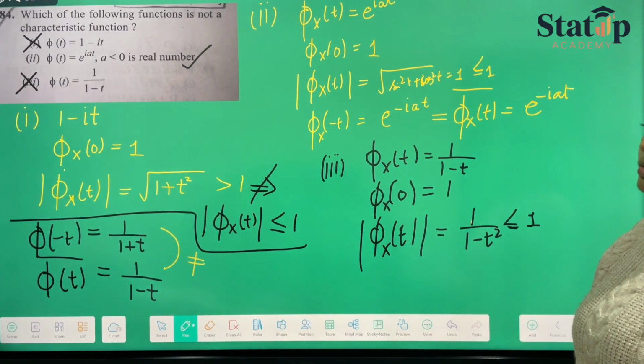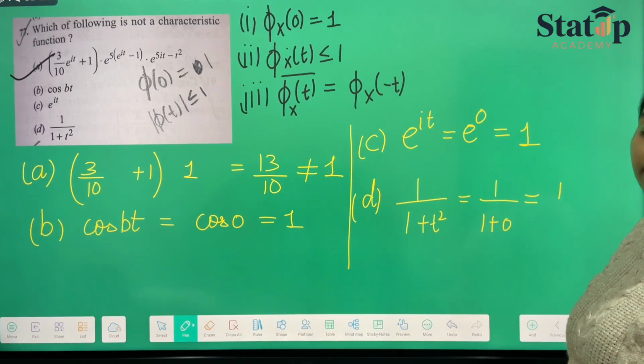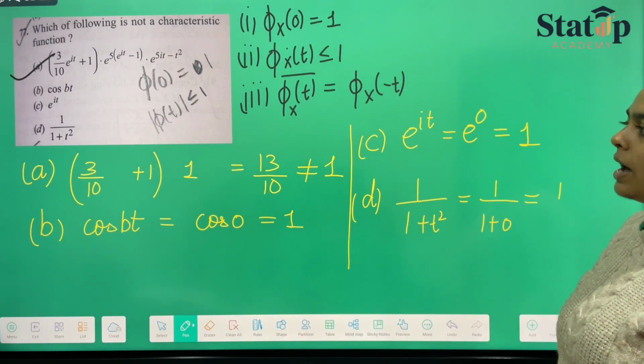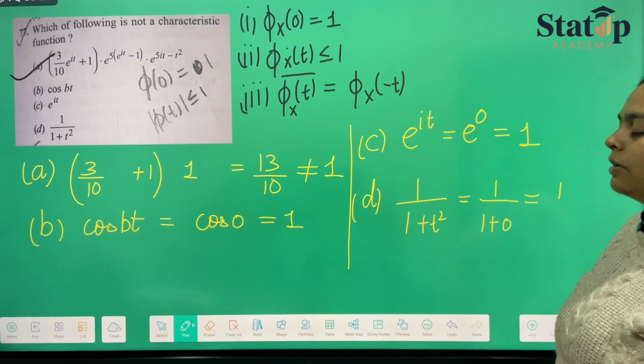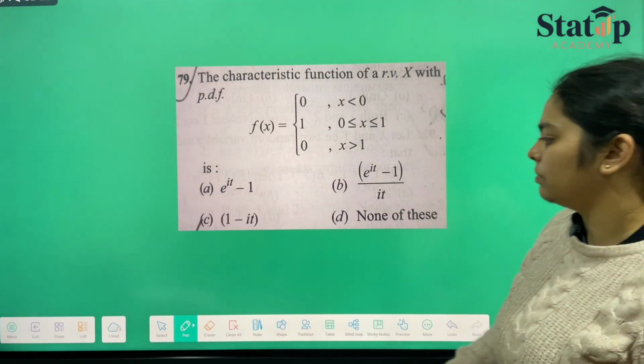They can ask you this much harder question as well, and they can ask you this much easier question as well, where you have to check just the first property, and then it differentiates itself from the rest of the other options. Moving forward to the next question.